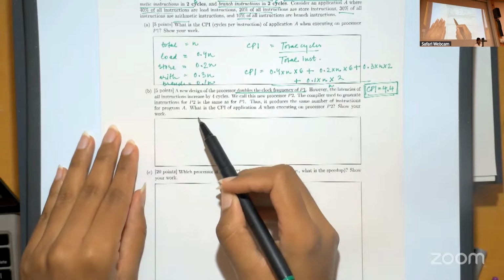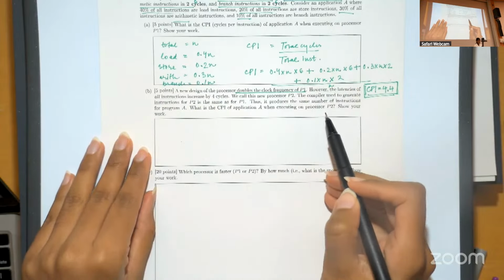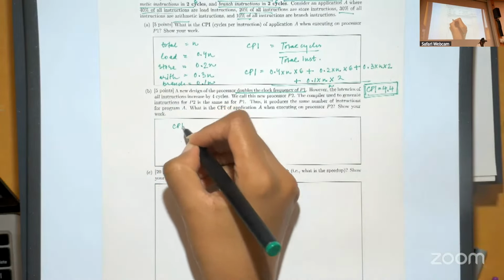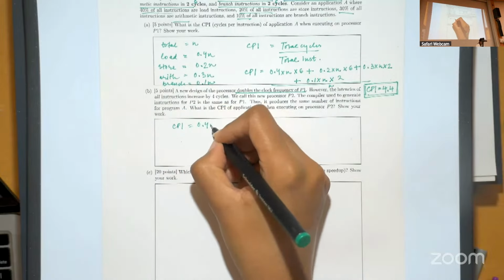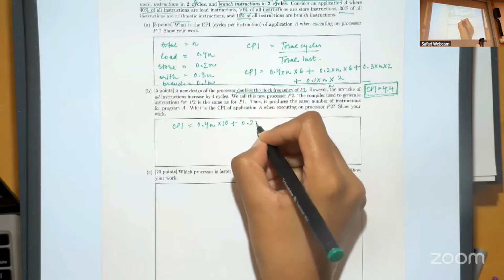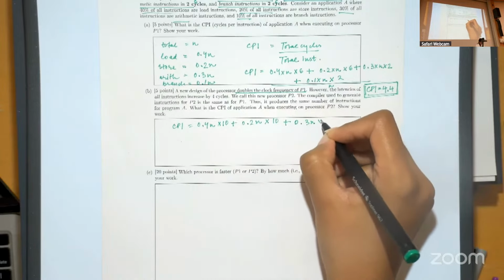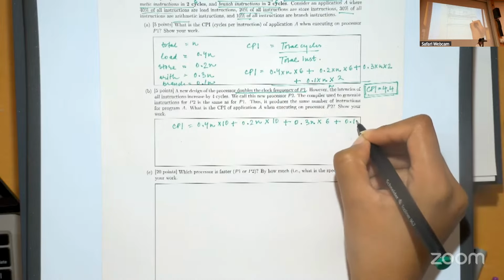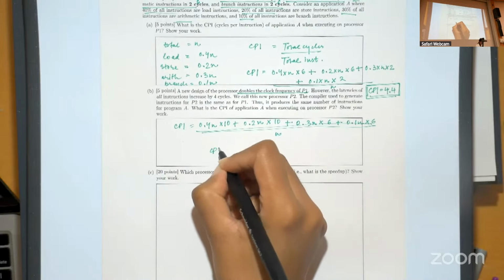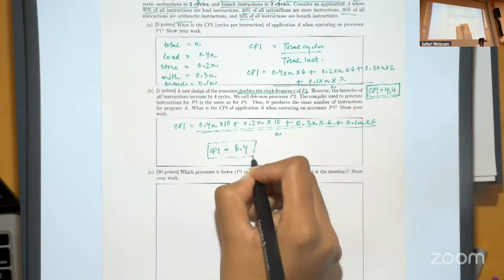And again, we are asked what is the CPI of application A, the same application as in part A, when executed on processor P2. And we have to show our work. So again, we will use the same approach, now just changing the cycle count. I will do it very fast because we don't have much here. Similarly, 0.2 n into 10 plus 0.3 n into 6 plus 0.1 n into 6, divided by n. So again, if you do the math, you will come up with a CPI of 8.4. So there was nothing new in this part.